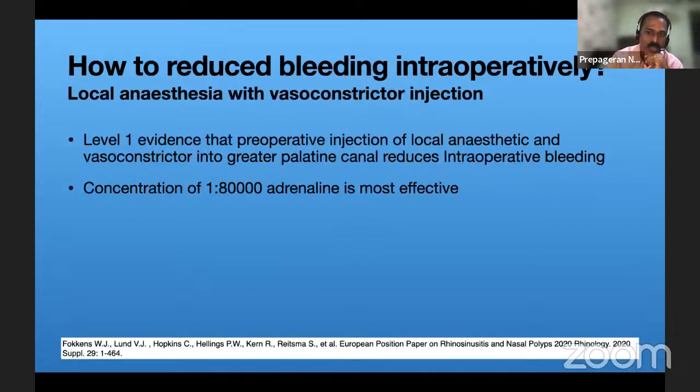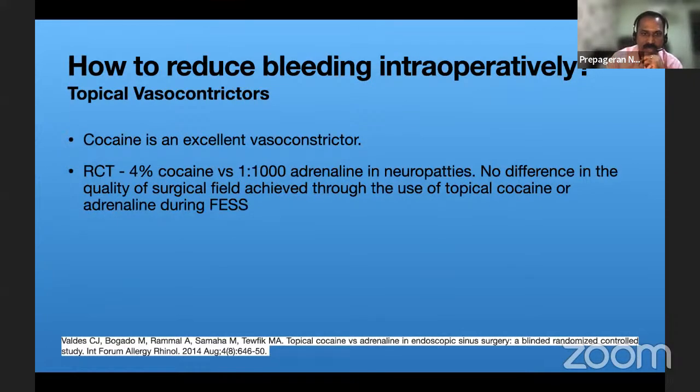But what the evidence shows is that an injection of preoperative local anesthesia into the greater palatine canal does reduce the intraoperative bleeding, and the concentration of 1 in 80,000 adrenaline is most effective. How about topical vasoconstrictors? Cocaine is an excellent vasoconstrictor. We have problems in getting cocaine. I'm not sure how it is in your part of the world. And again, randomized controlled trials show that 4% cocaine is as effective as 1 in 1,000 adrenaline. There's no difference between cocaine and 1 in 1,000 adrenaline. So if you don't have cocaine, use 1 in 1,000 adrenaline, you will get the same results anyway.